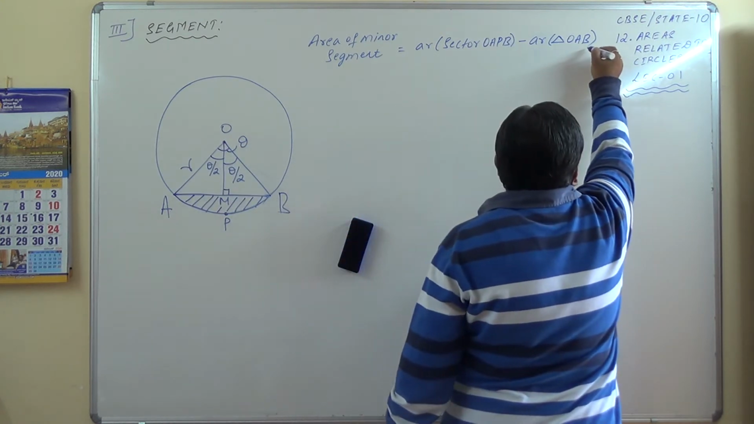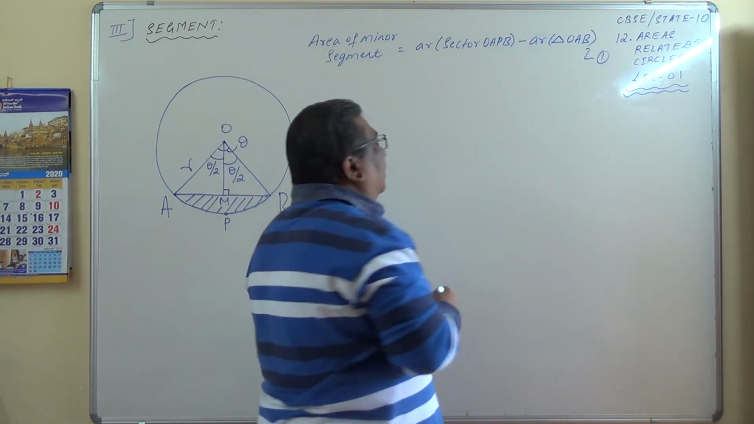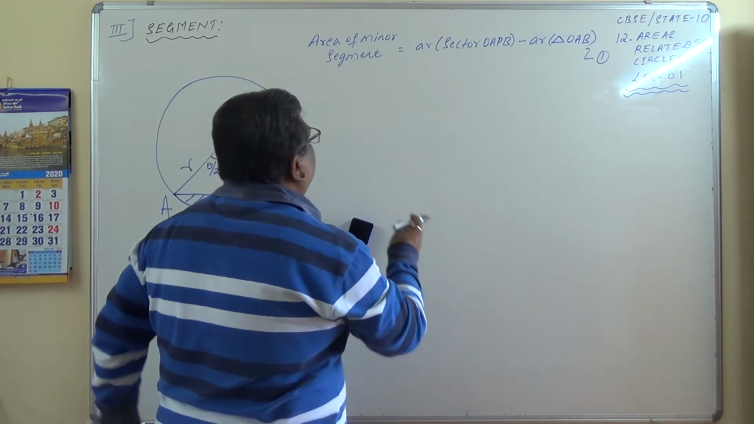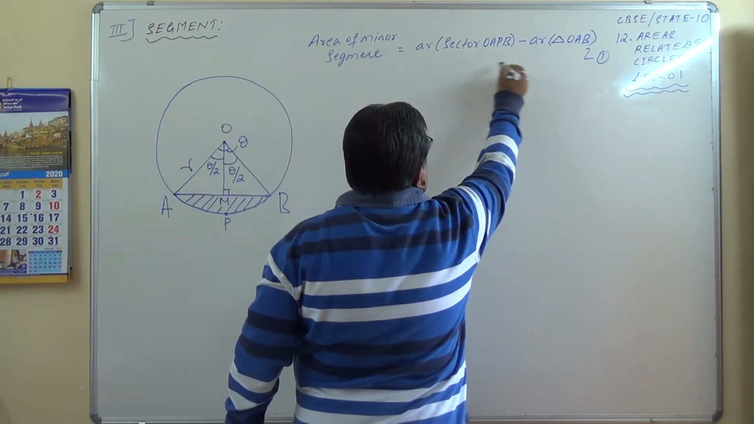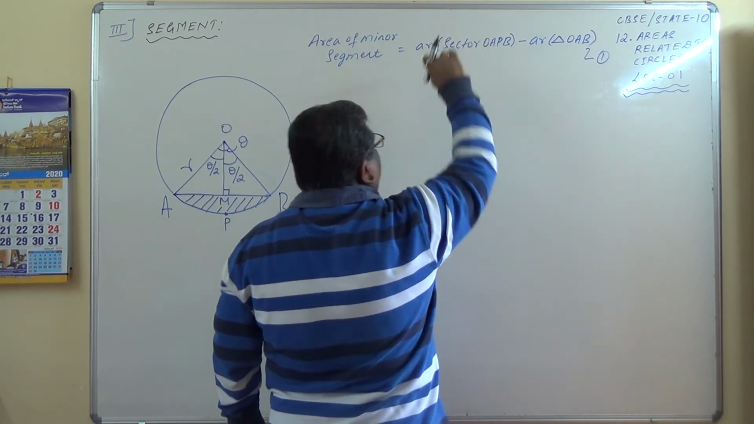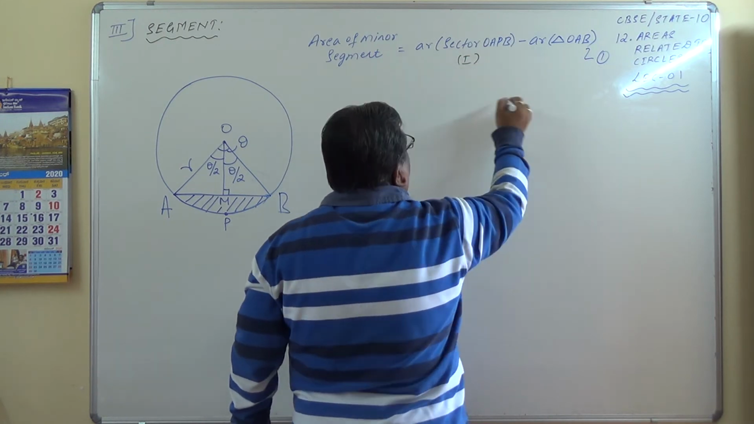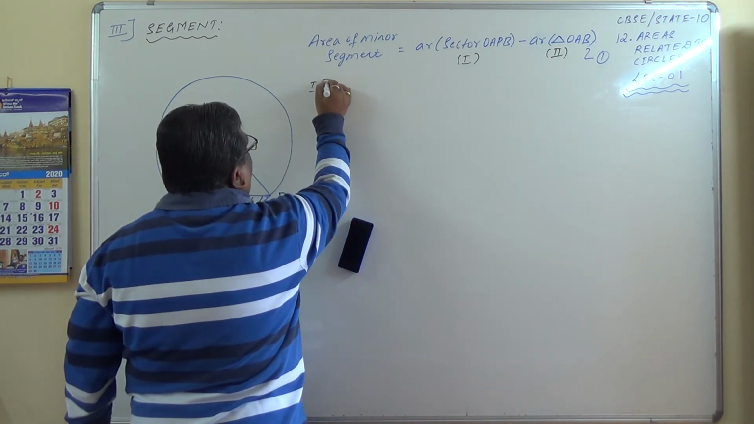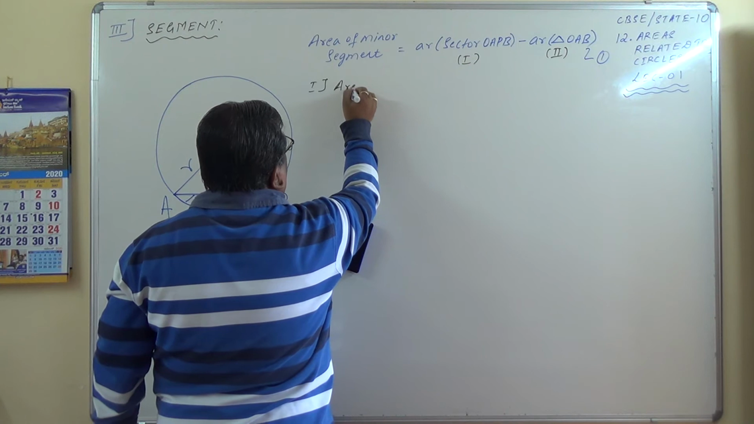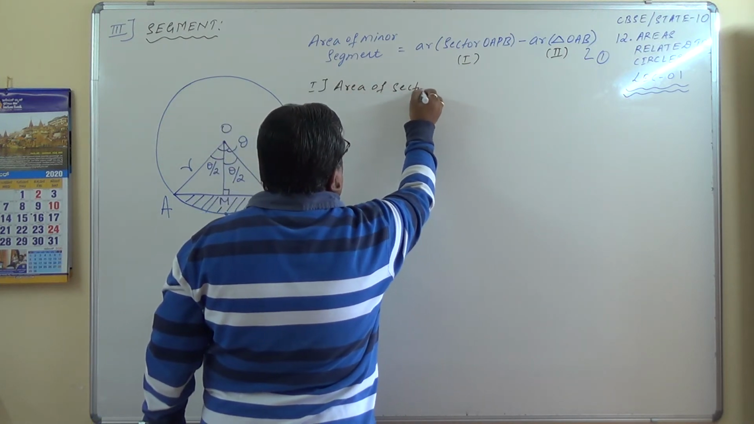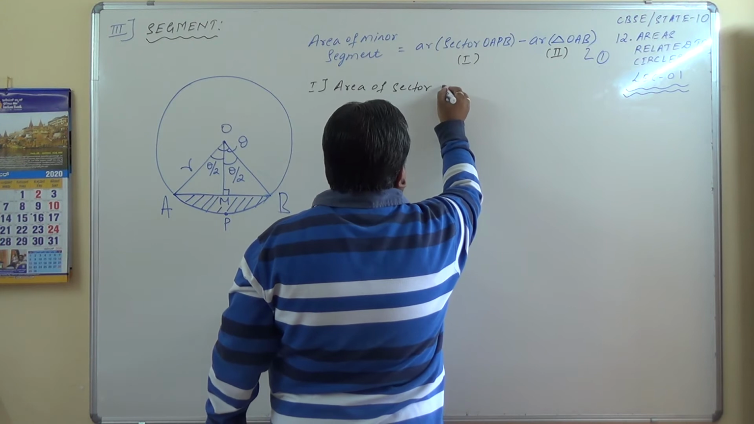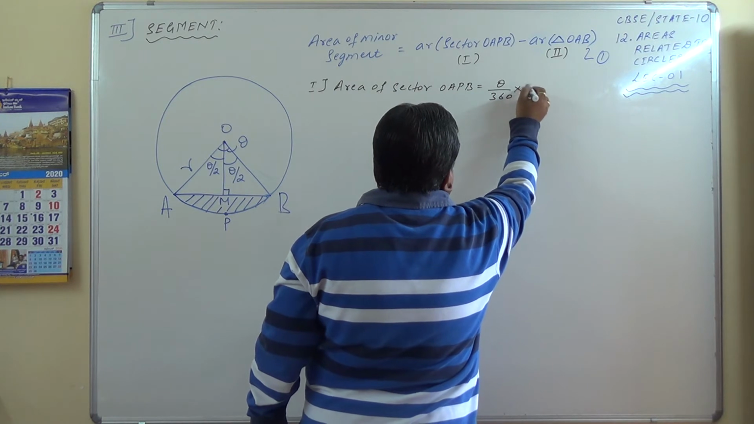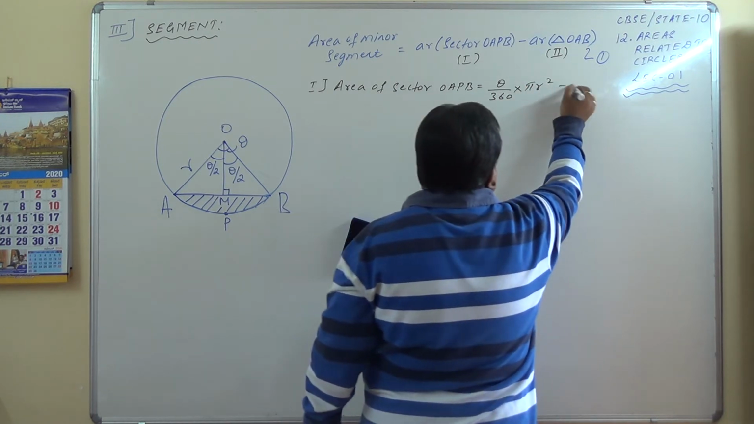So mark this equation as 1. I think I have to change the pen. Give me a black or something. Now let us find this area of the sector and area of the triangle separately and substitute the values here. So let this part be 1 here and this part be 2 here. So first one, area of sector OAPB is equal to theta by 360 into pi r square. Mark this as 2.